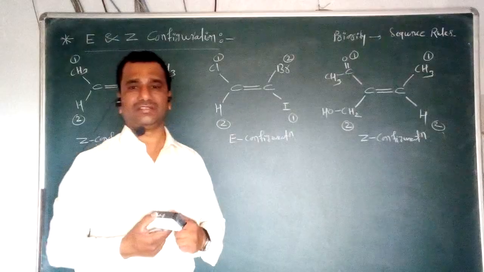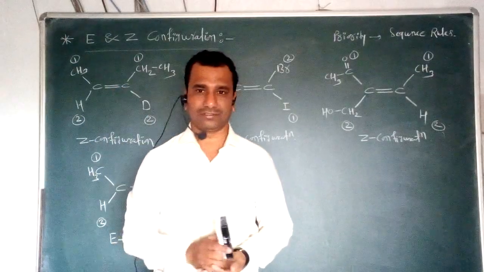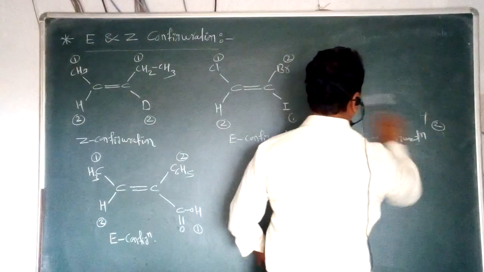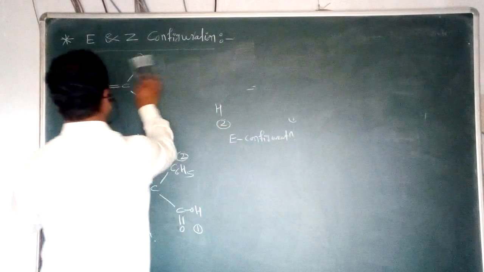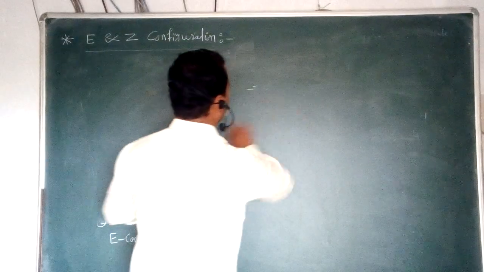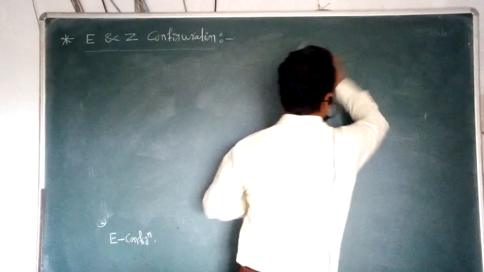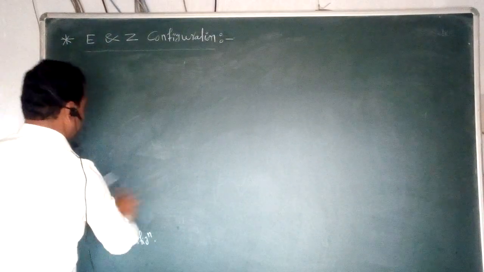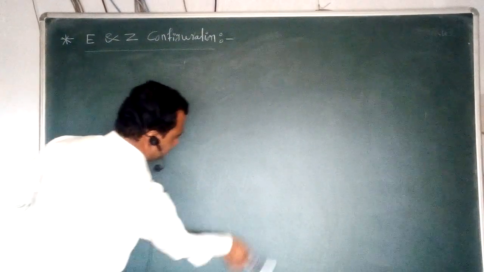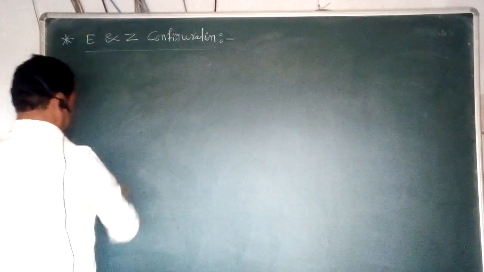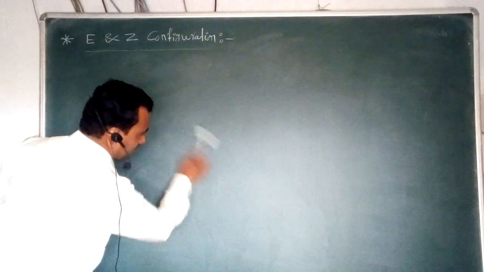So after considering these different examples, now we have to look at what are the properties of this particular E and Z configuration. What type of properties can be shown by these molecules which have either E or Z configuration. So for this purpose, we consider two different types of properties shown by molecules which have either Z or E configuration.